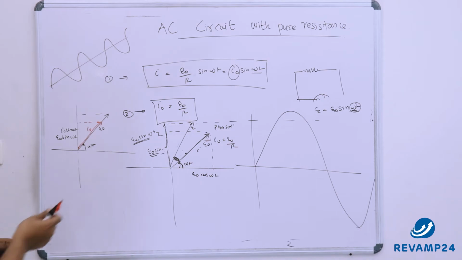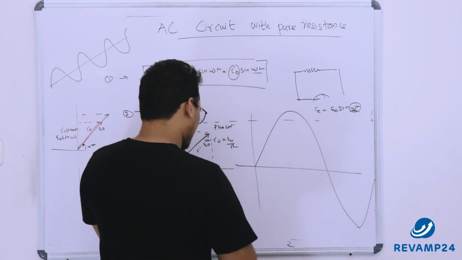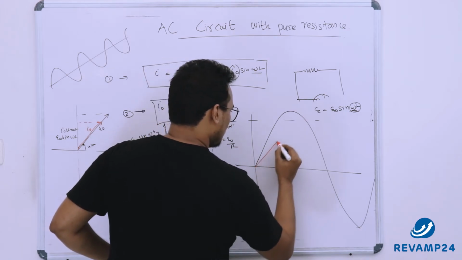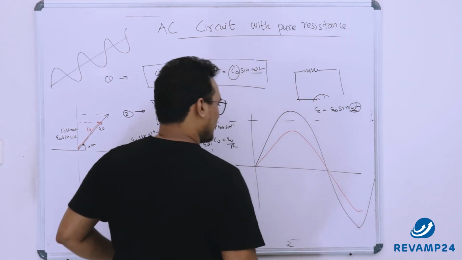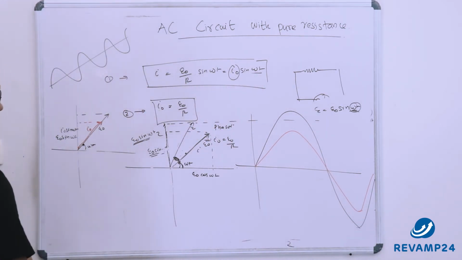Okay. So you should know the graph, and if this is representing the variation of voltage, this should be the representation of the variation of current.